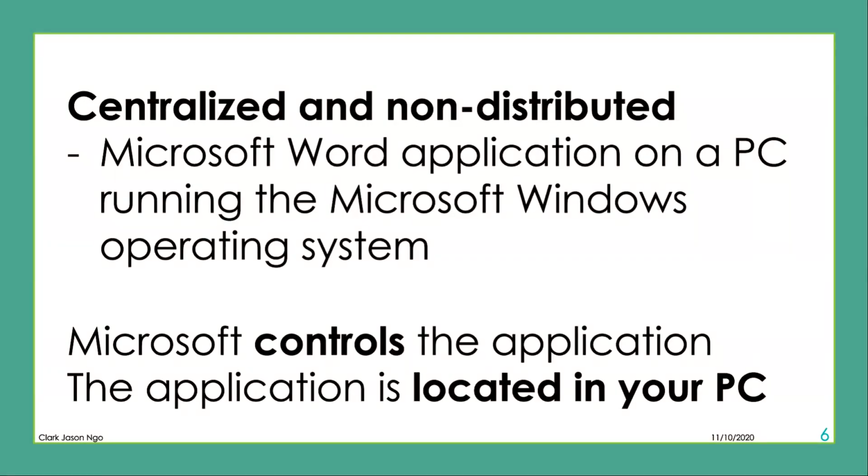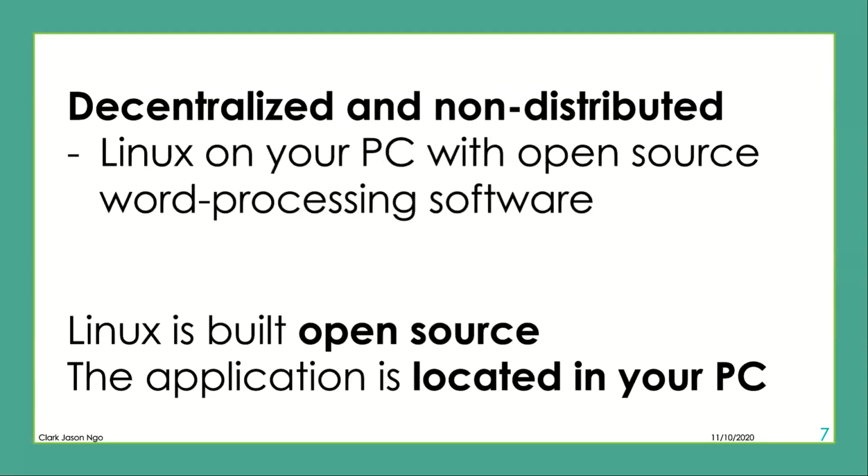So, let's say you have a Microsoft Word application on a PC running the Microsoft Windows operating system, right? That is an example of centralized and non-distributed. Why? Because Microsoft controls the application, so it is centralized, and the application is located in your PC only. So it's only in a single location. That's why it's non-distributed.